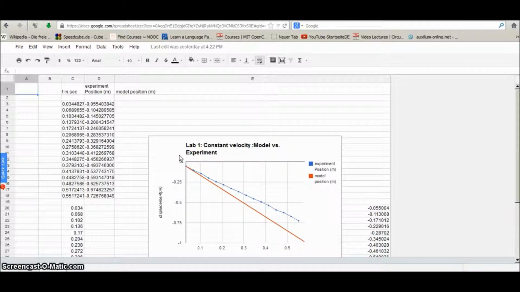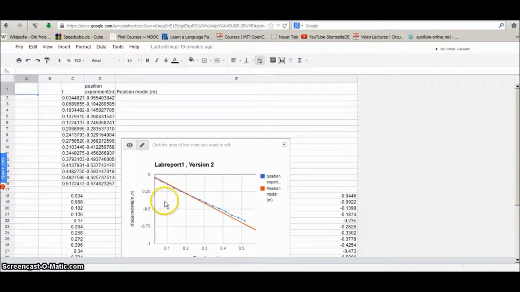Now I'll show you the graphs with the initial velocity of minus 1.4 meters per second. As you can see, the graphs fit much better and the discrepancy is lower.